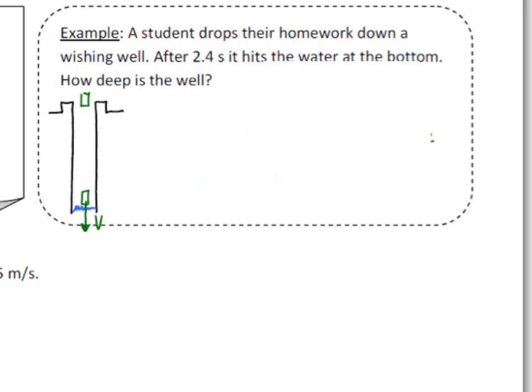A student drops their homework down a wishing well. After 2.4 seconds, it hits the water at the bottom. How deep is the well? So we're going to start out by writing all our variables. Our velocity initial is 0 meters per second because they drop their homework and it starts from rest. Acceleration is going to be negative 9.8 meters per second squared. We're trying to find the distance right here, and it takes 2.4 seconds to hit the bottom.